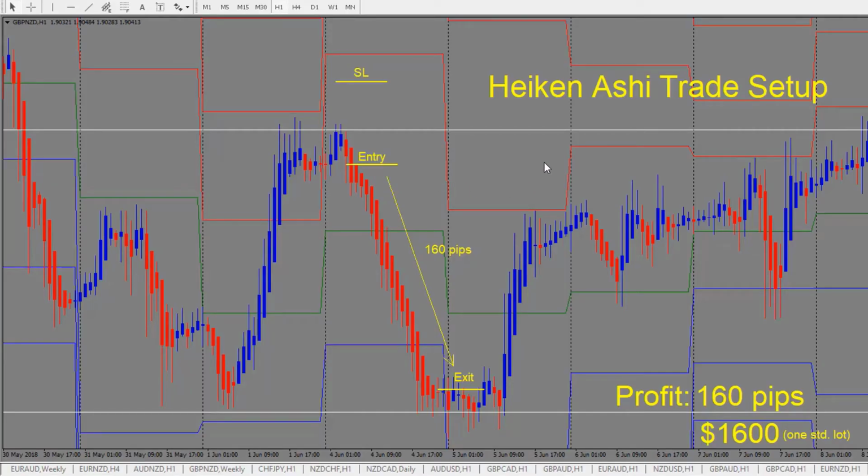Here we are looking at a Heikin Ashi trade setup. This is Pound New Zealand 1 hour chart. The benefit of using Heikin Ashi candlesticks is that it is easier to identify a trend, whereas with regular candlesticks, it may be a little bit more challenging to read the candlesticks because Heikin Ashi actually averages out and smooths out the curve on these candles. It becomes easier to identify the trends.